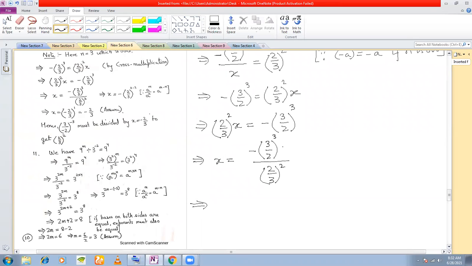Now see here, I have a 3 by 2 here and I have a 2 by 3 here. That means if I can make this into a 2 by 3, our bases will now be the same, isn't it? So how to make this 2 by 3? You change the sign of the power and take the reciprocal. So (2/3) to the power of minus 3 divided by (2/3)^2.